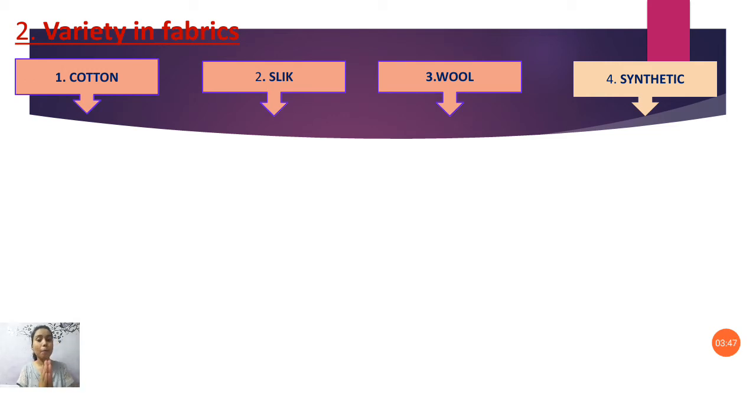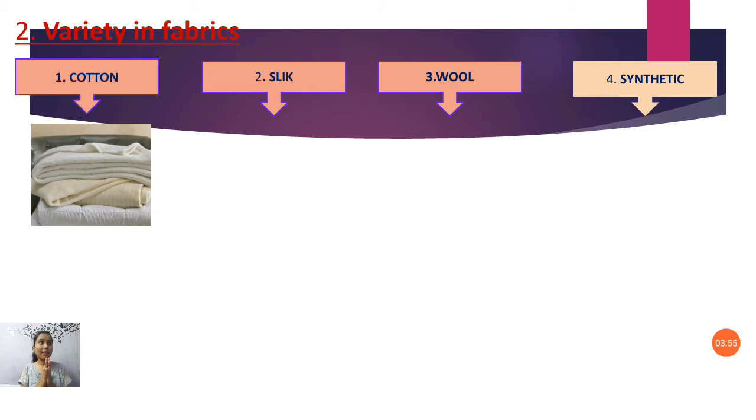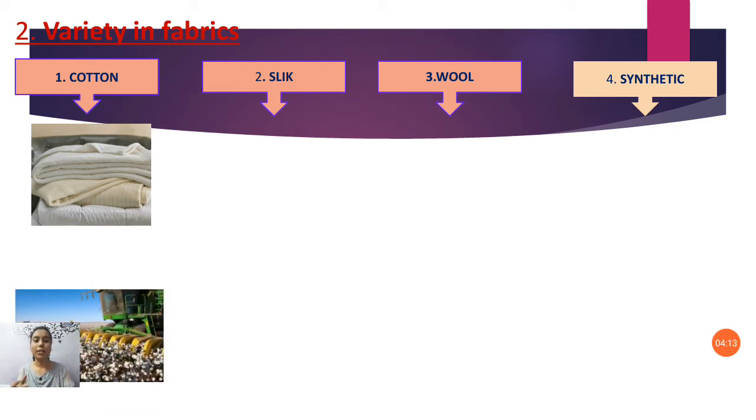Next, what is cotton fabric? Cotton fabric, we can see, we used to wear in summer. It will be smooth and thin. It will be so soft that it makes our body cool. In summer we used to wear cotton. So what is this cotton fabric made of? They are made from cotton balls. We can see here cotton balls. So cotton fabrics are made from cotton balls.